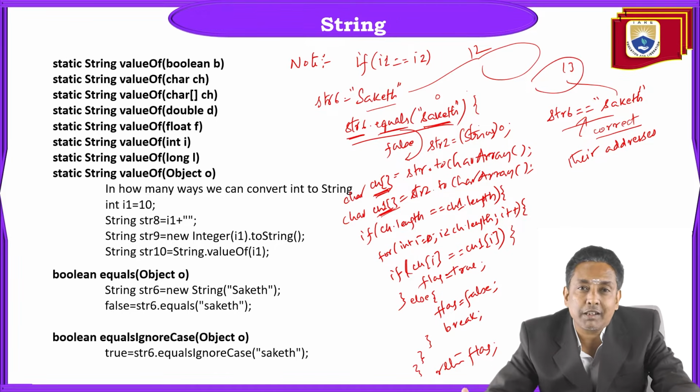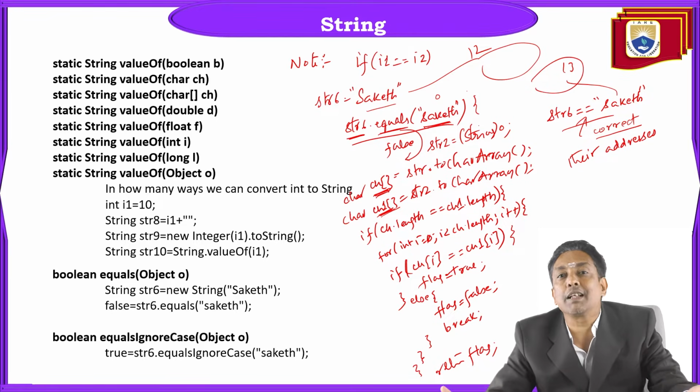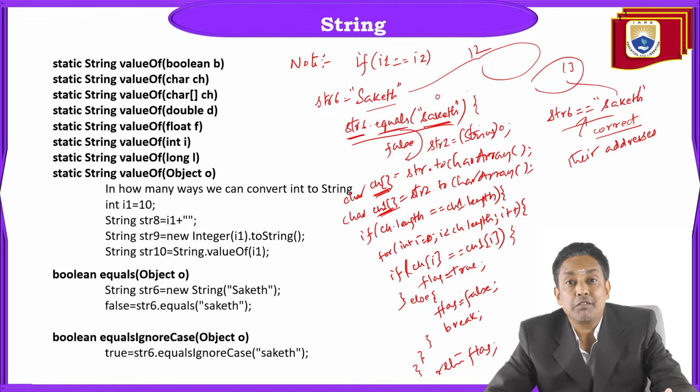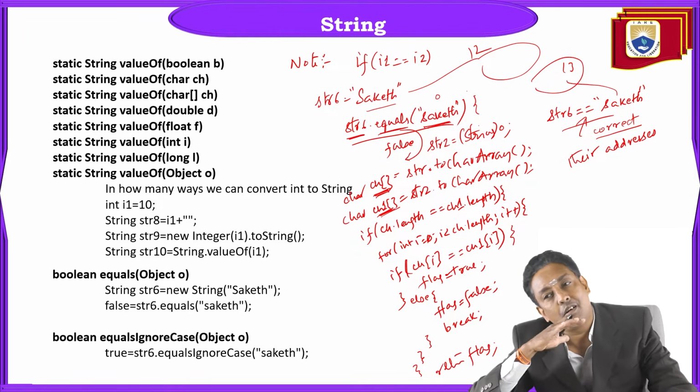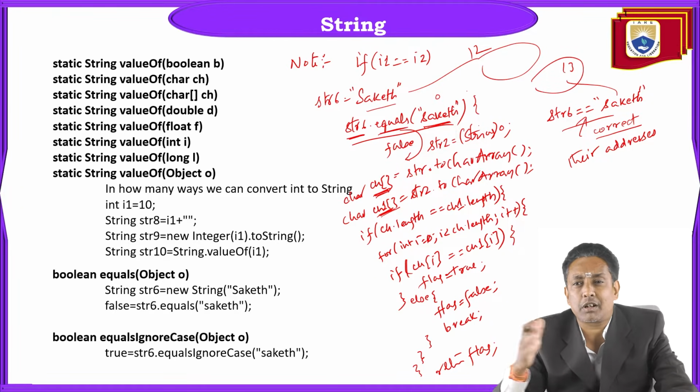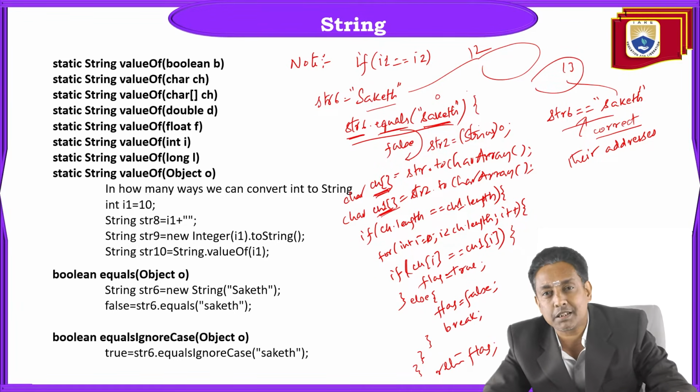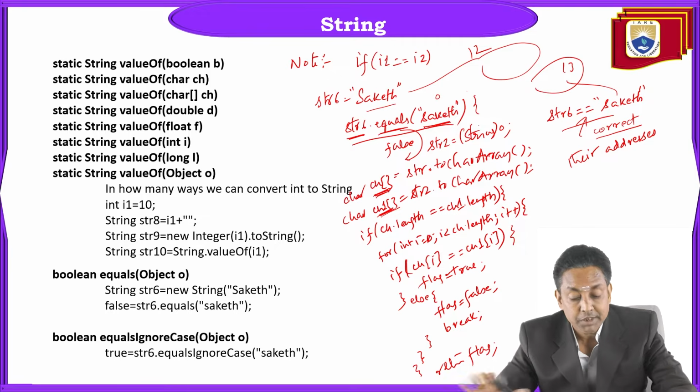Then in order to compare the state of two objects, what mechanism must be used? The equals method must be used. Same thing, not only for string, the same thing is applicable for all other classes: employee, student, customer, product, order, item, etc. Hope this is clear about the equals method.